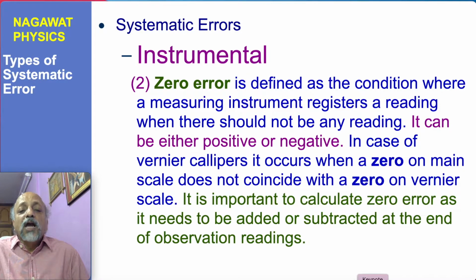In the case of a vernier caliper, it occurs when the 0 on the main scale does not coincide with the 0 on the vernier scale when you close down the vernier scale, and it is important therefore to calculate the zero error. Once you know the zero error, you can tackle it by making appropriate correction in the readings by either adding or subtracting, as we will be discussing shortly.